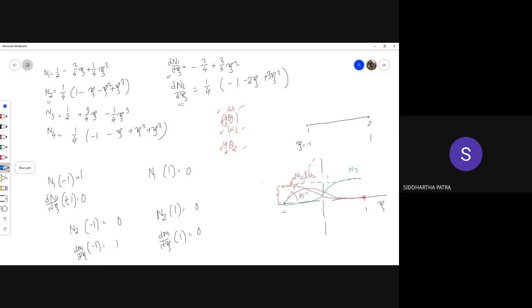Now N4 would actually be a little interesting. It's because this is how it would look like. The value and the slope are 0 at -1, but then the value is 0 at 1 also, but the slope should be positive. Okay, so this is how N4 would look like. Alright? Yes sir.